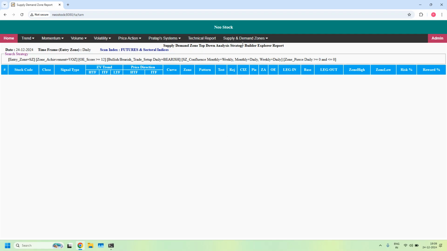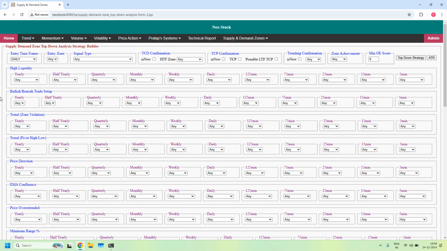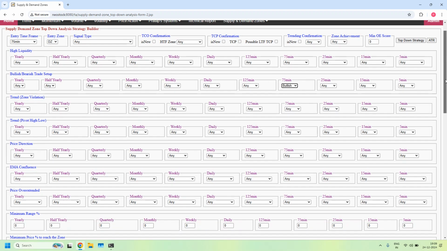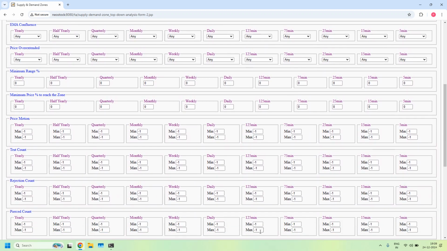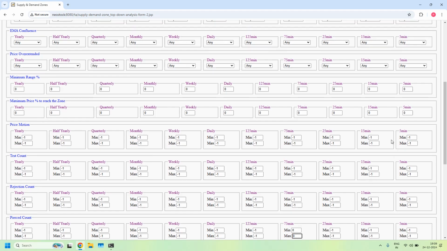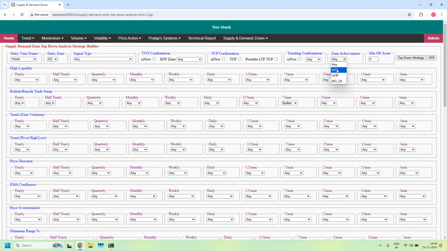Okay, next let us look for a bullish trade setup for a weekly income trade, entry time frame 75 minutes, entry zone demand zone. In bullish or bearish trade setup at 75 minutes time frame, I am selecting bullish. These 75 minute demand zones should not be pierced. So at the pierced count at 75 minutes time frame, I am setting minimum value 0, maximum value 0. Zone achievement violated opposing zone, minimum odd enhancer score 12. All three filters are applied to the 75 minute demand zone. Let's filter.